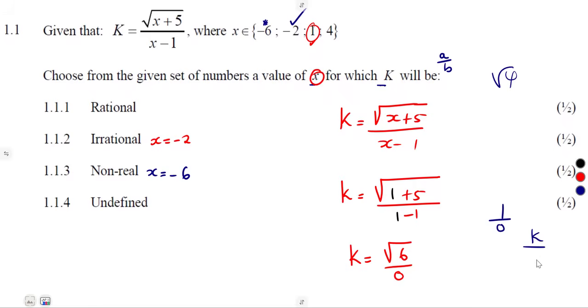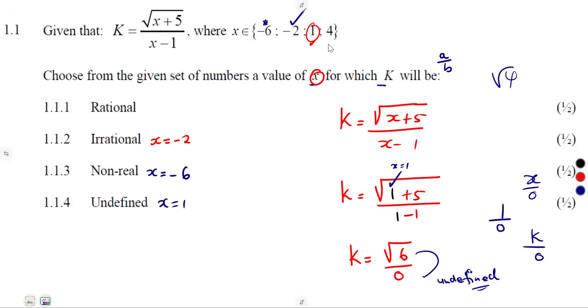Any number over 0, like 1 over 0, k over 0, x over 0, is undefined. We cannot simplify that any further because of the denominator, which is 0. So for a condition where our x is 1, the answer is undefined.